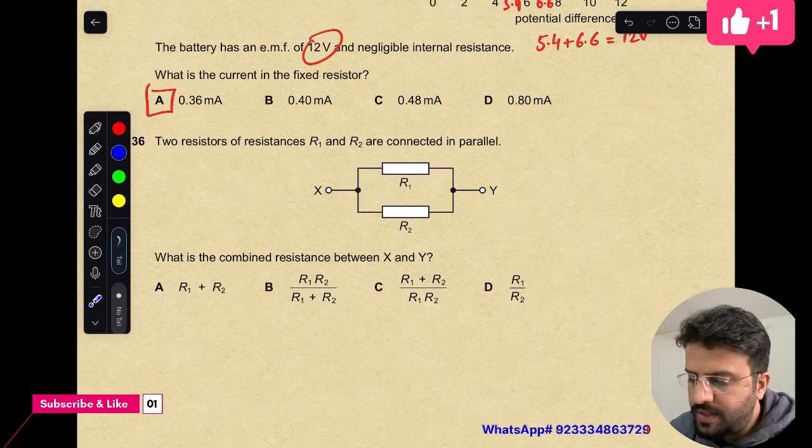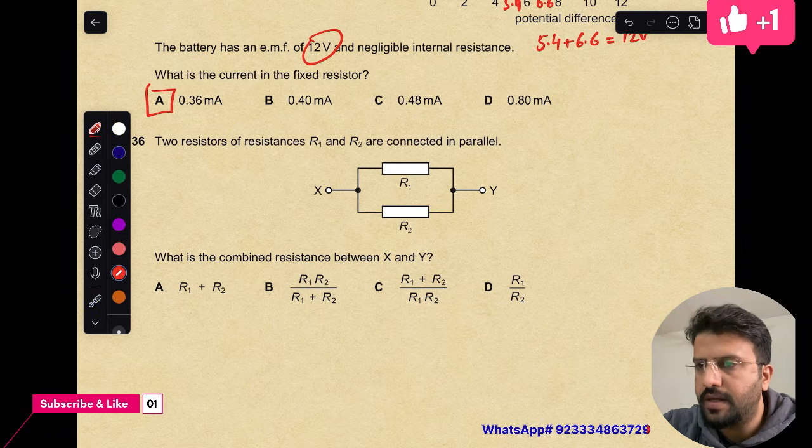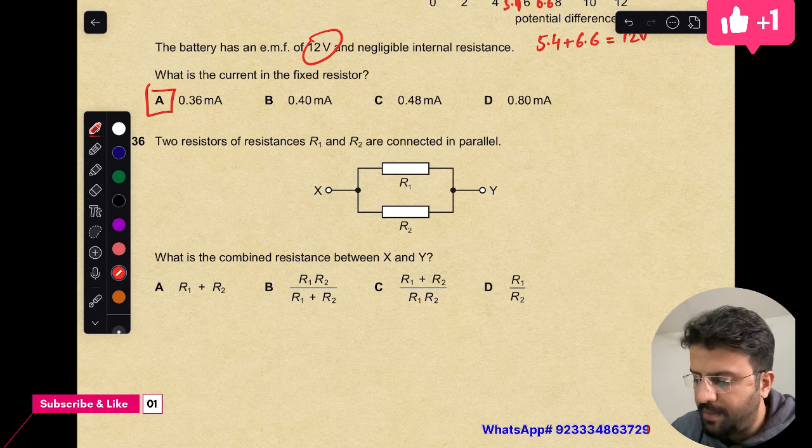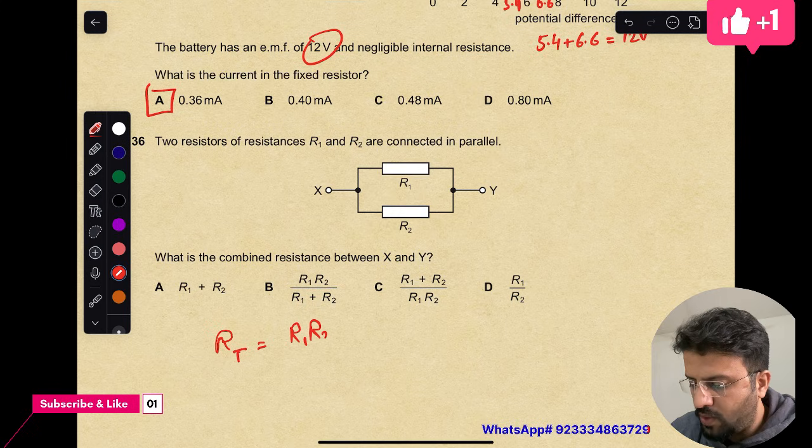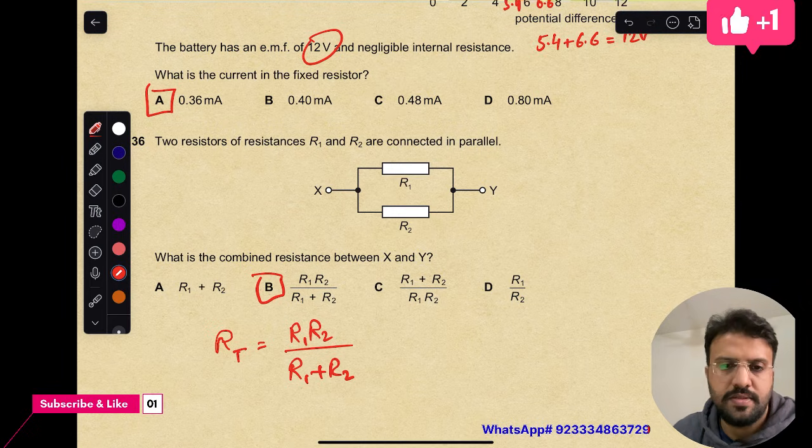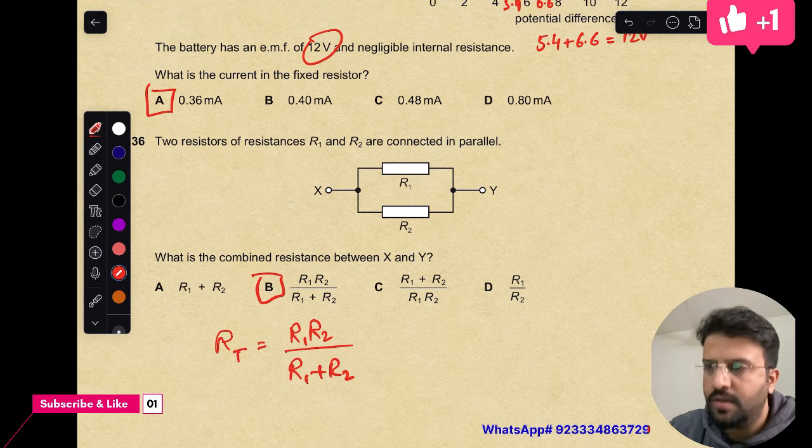Next question: two resistors of resistance R1 and R2 are connected in parallel. You have to tell the relation for it. Just keep in mind, whenever resistors are connected in parallel, their total resistance will be the product of their individual resistances divided by the sum of their resistances. Simply, it is option B.